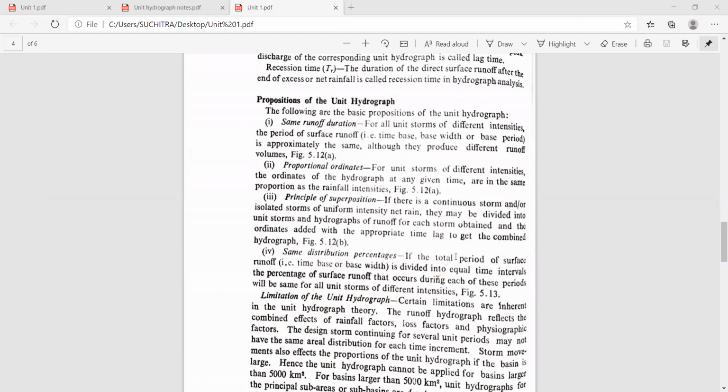If you have a very large area, suppose the area of the catchment is greater than 5,000 kilometers, in such a case it becomes very difficult to derive a unit hydrograph from the observed flood hydrograph, because the area is too large. So in such a case, the area is divided into principal sub-areas.